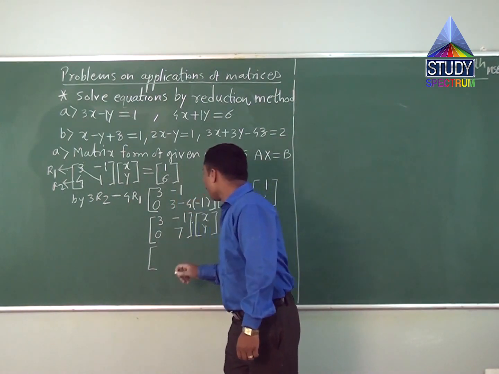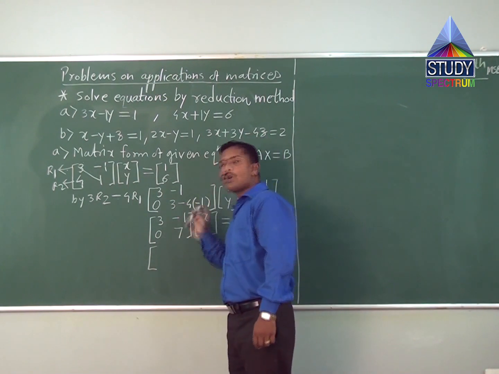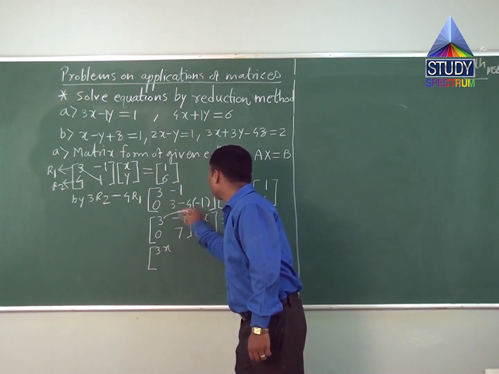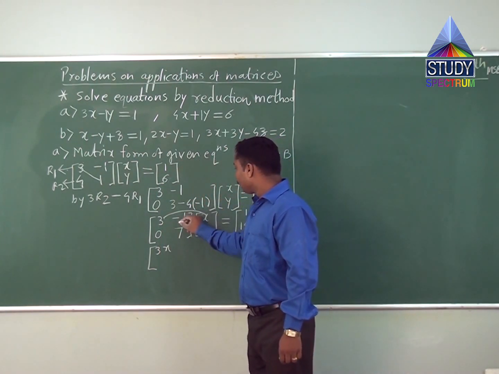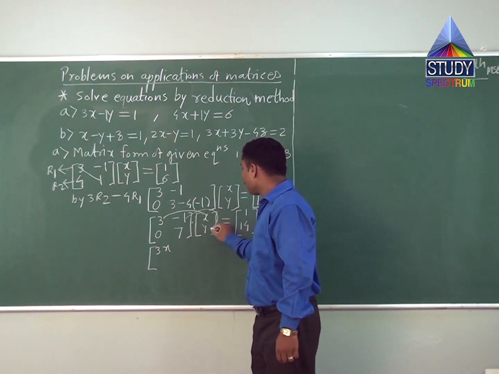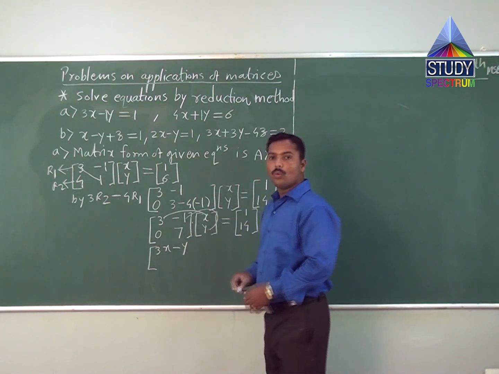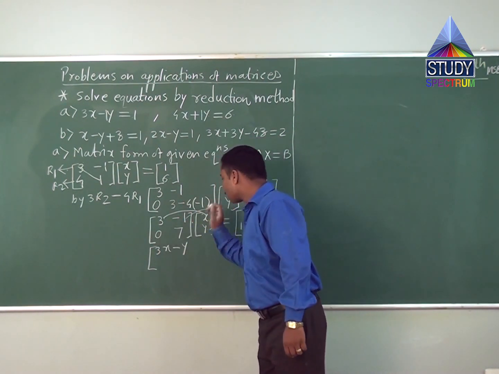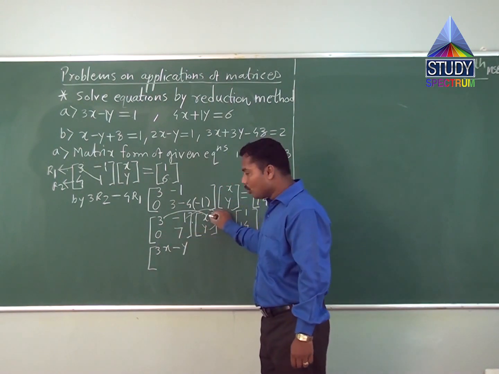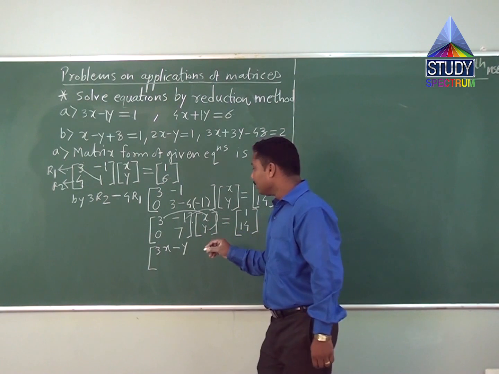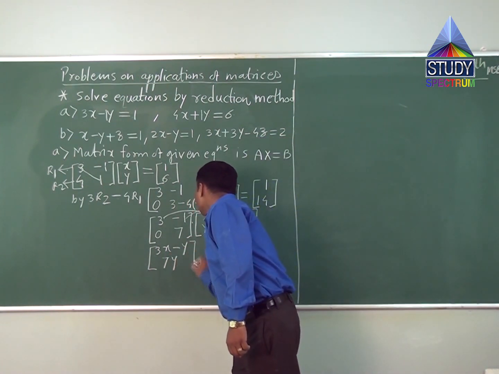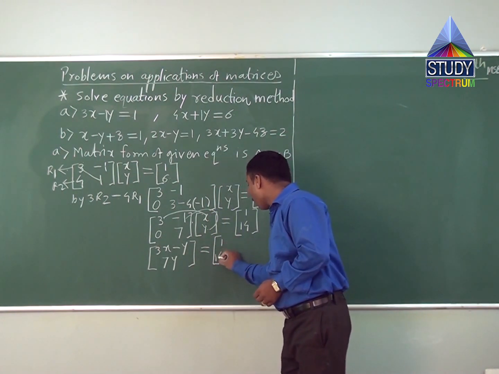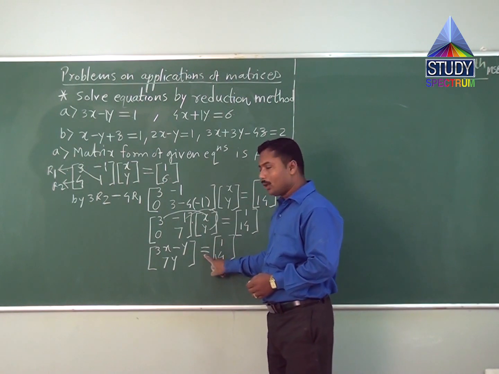First row, first column: 3 into x is 3x, plus minus 1 into y, minus y. Again, second row, first column: 0 into x is 0x, plus 7 into y is 7y, equal to 1, 14. Here is the equality.